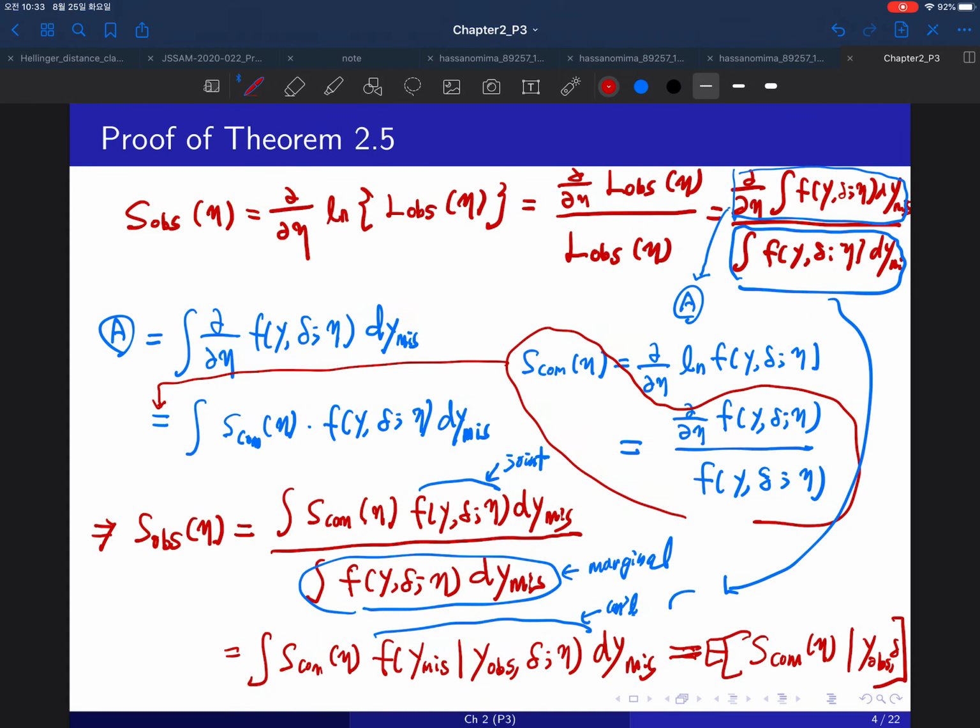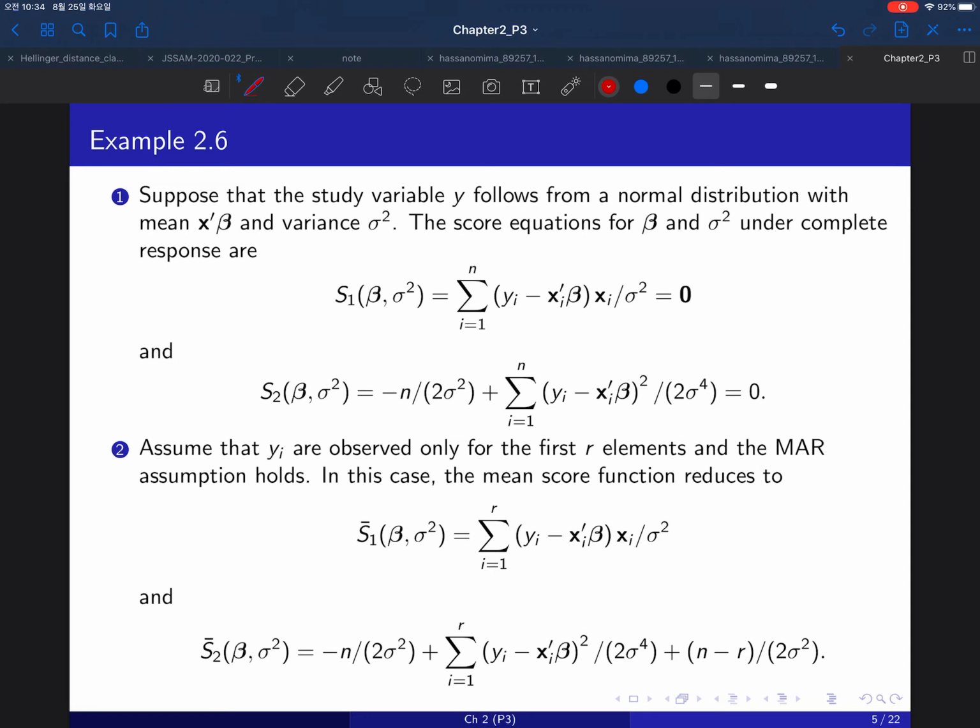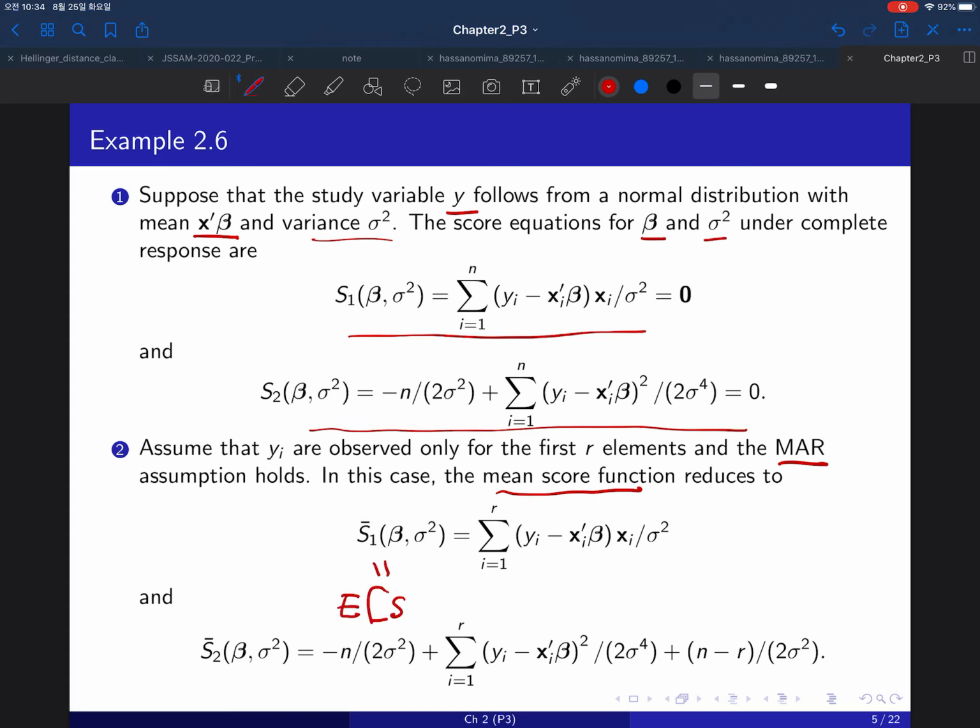Now consider the normal regression model. That is a simple linear regression, normal regression model. The score function for beta and sigma square can be written as this, just using the properties of the normal distribution. And under missing at random, the mean score function is just taking the conditional expectation of this given the observed data.